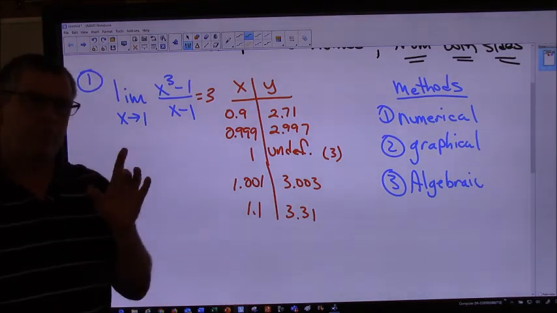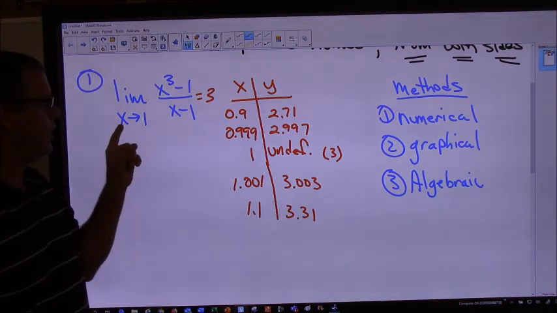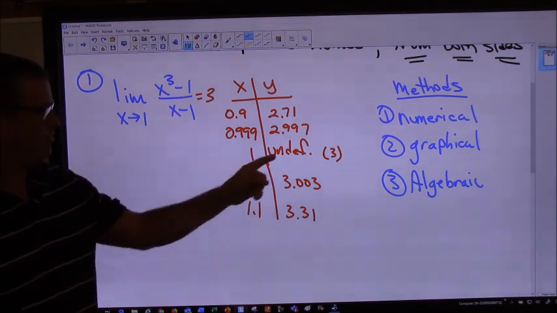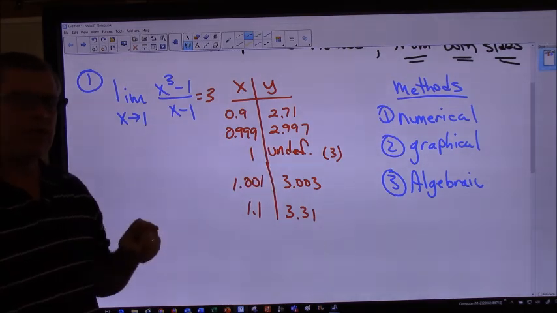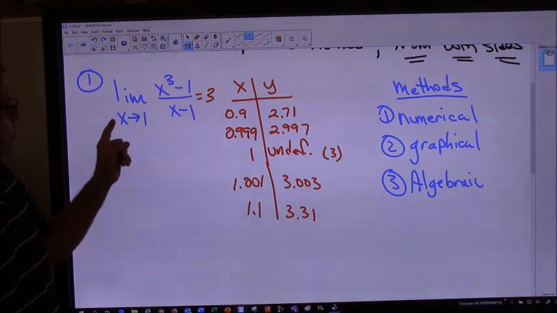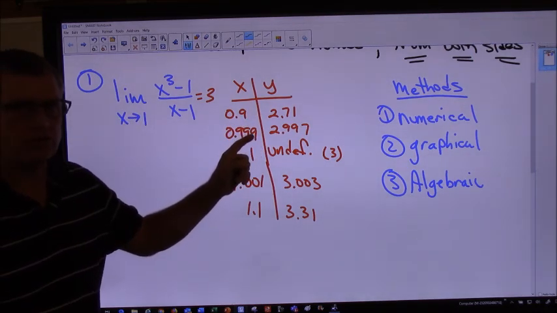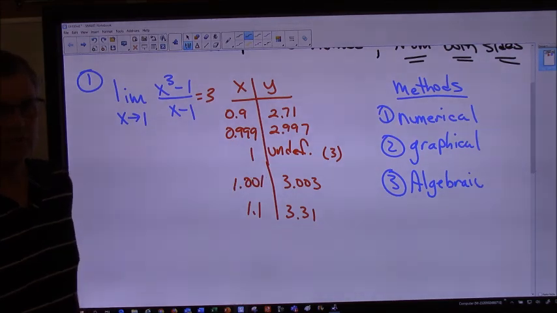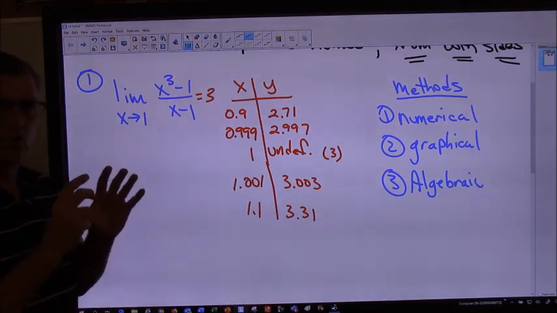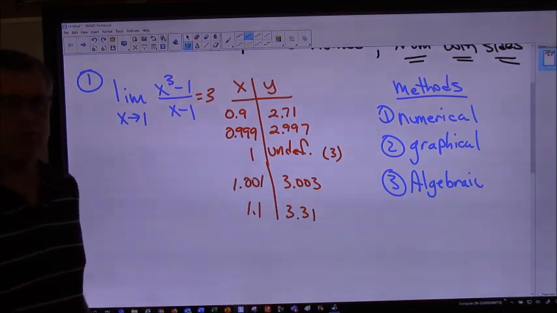This is really important. I'm not saying that when you plug in a 1, you get 3, because you don't. You get undefined. What I'm saying is, as you get really close to 1 from both sides, your y values get really close to 3. Okay? It's important to understand what we're saying when we do these problems.